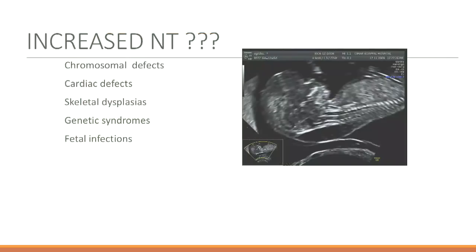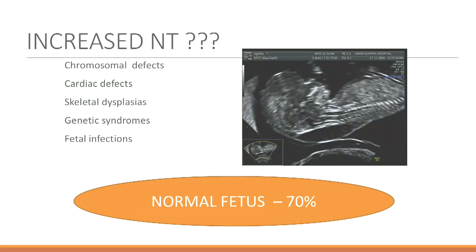Now having said that, increased NT does not only mean chromosomal defects. You have to think of cardiac, skeletal, genetic disorders and fetal infections, and once you have ruled all that out, there is a less than 1% chance that this baby will have a problem. But if you don't, even then there is a chance of a normal fetus around 70% of the time.